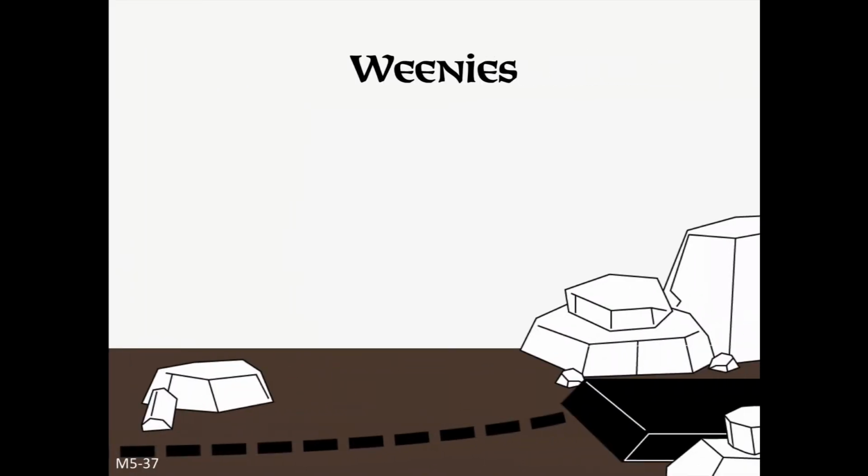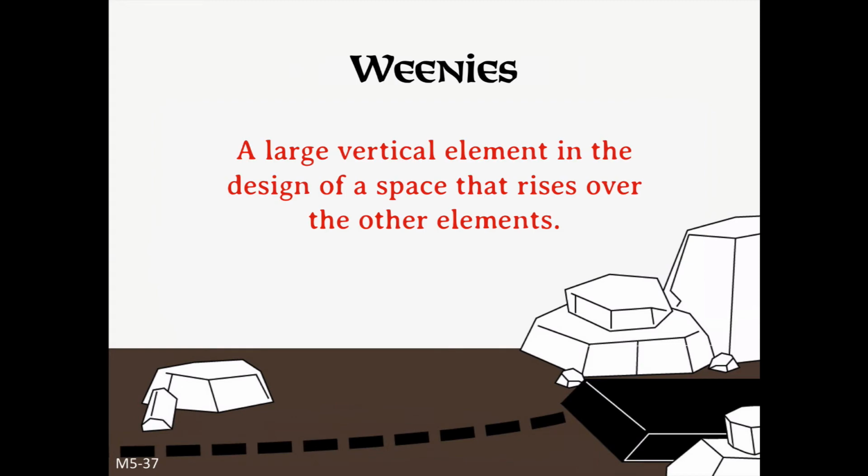A weenie is a large vertical element in the design of a space. Weenies rise up over the normal sight lines of the environment and serve as markers for key locations in the level.